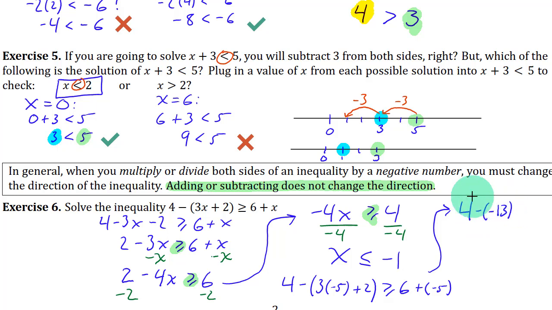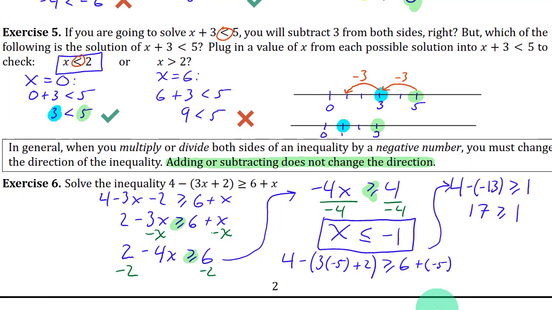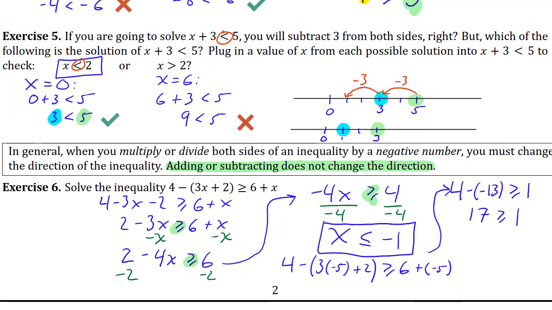Is that greater or equal to 6 minus 5, which is 1? So 4 minus negative 13 gives you 4 plus 13, which is 17, and that is definitely greater than 1. So yeah, we're on the right side. The less than is the right way to go here. All right, next we'll look at a couple more exercises.